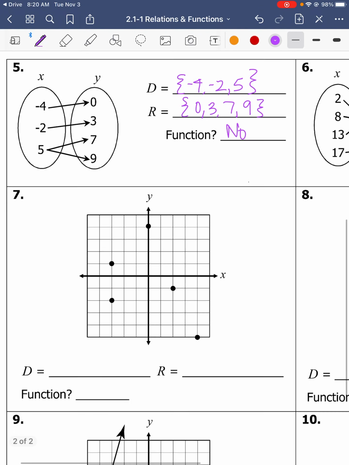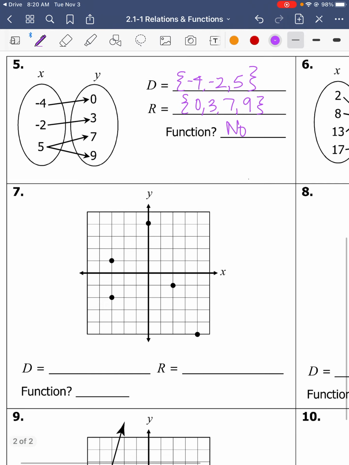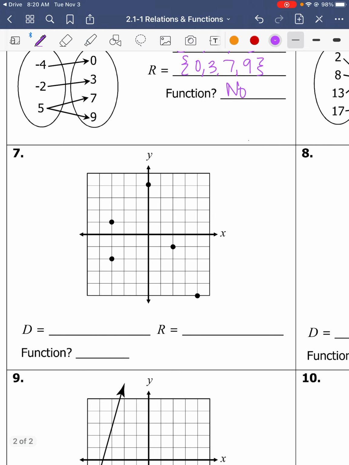Number 7, we have a relation here. This is a discrete relation. You can see these are separate points. Okay, and we just need to look at the x values first for the domain. So starting with the smallest, that will be over here. So we have an x value of -3, two x values of -3. So we'll write -3. We have an x value of 0 here, of 2, and of 4.